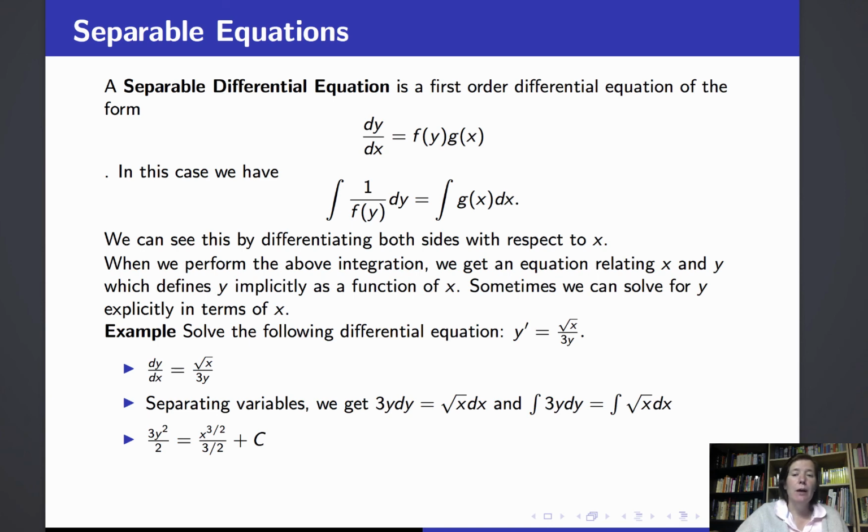Solving for y in terms of x, we have y squared is 4/9 times x to the 3/2 plus a constant. Then taking the square root of both sides, we get y is plus or minus the square root of 4/9 times x to the 3/2 plus a constant.